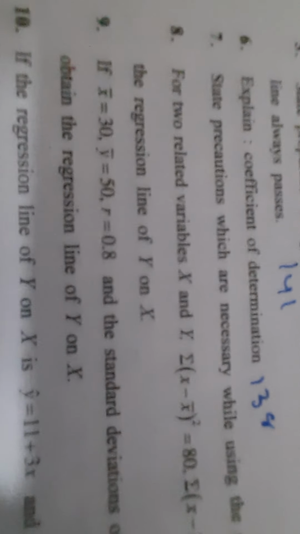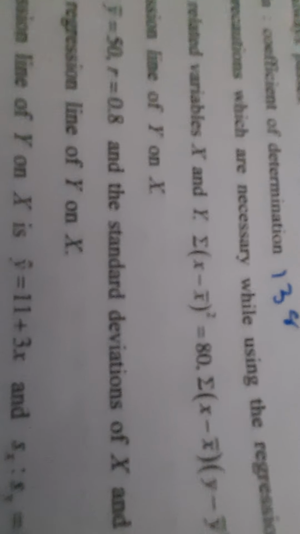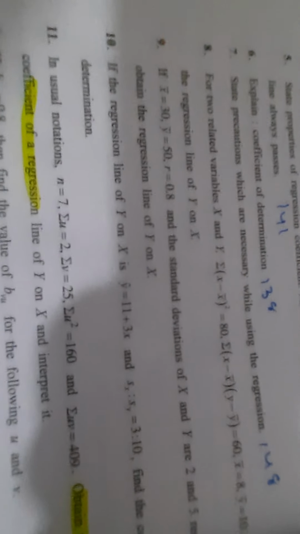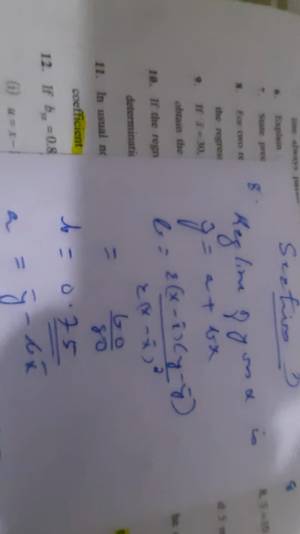Question number 8. For two related variables x and y, sigma (x minus x bar) the whole square equals 80. Sigma (x minus x bar) into (y minus y bar) is 60. x bar is 8. y bar is 10. Obtain the regression line of y on x. So regression of y on x is asked here, and the details are also available. So what is the answer?